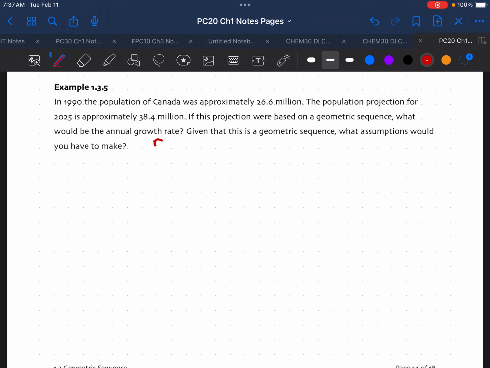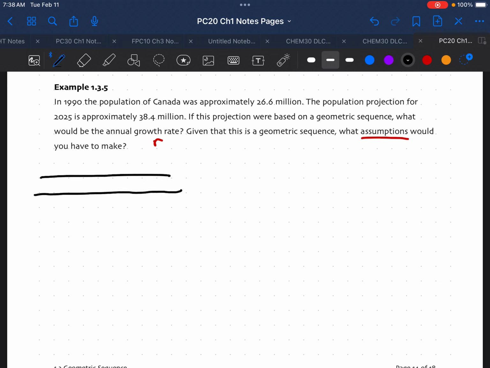Given that this is a geometric sequence, what assumptions would you have to make? I mean, the biggest assumption you have to make is that it gets bigger the same amount each year. Which maybe roughly it does, maybe roughly it doesn't. But first off, let's examine our geometric sequence.